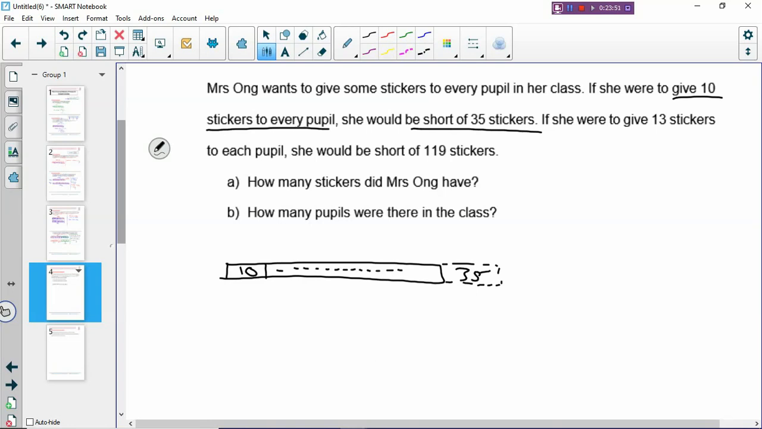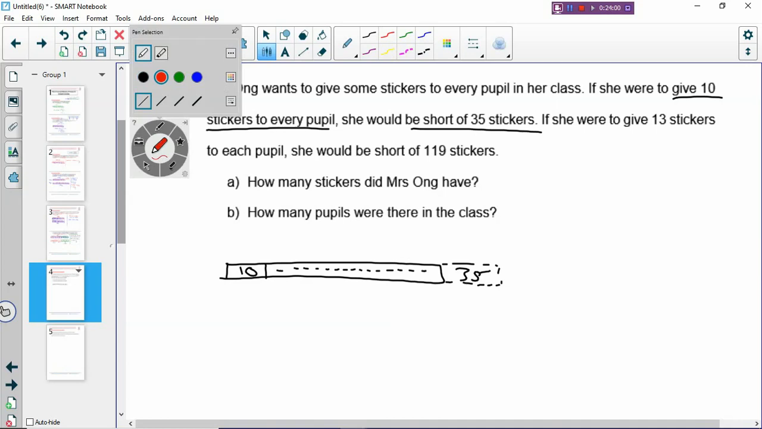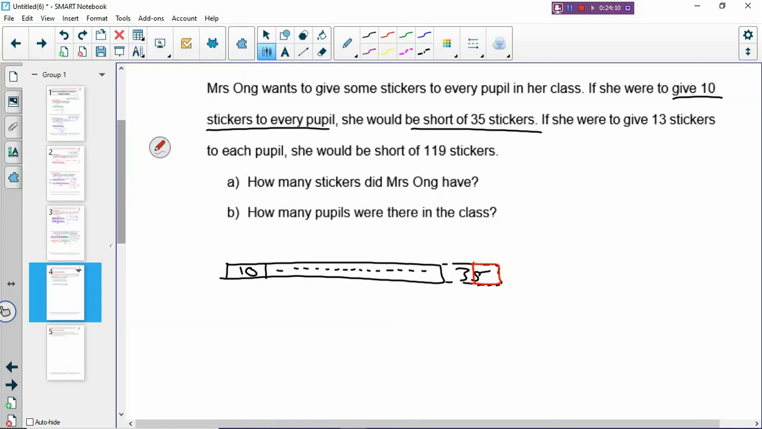So remember the broken model or the dotted line? Dotted line shows that we don't know how many pupils there are. And then where is the last person? Now the last person is somewhere at the end of the rectangle, right? But of course I'm not going to draw that because it's very messy. So the last person is also going to get 10. But of course, that last person may not be able to get 10 because she was short of 35 stickers, right? So maybe the last person gets 7 or 6 or something, but she doesn't have enough. All right, so the last person is somewhere at the end of the rectangle.